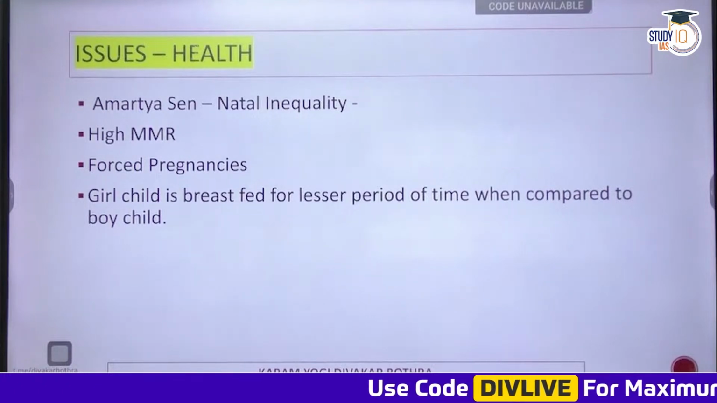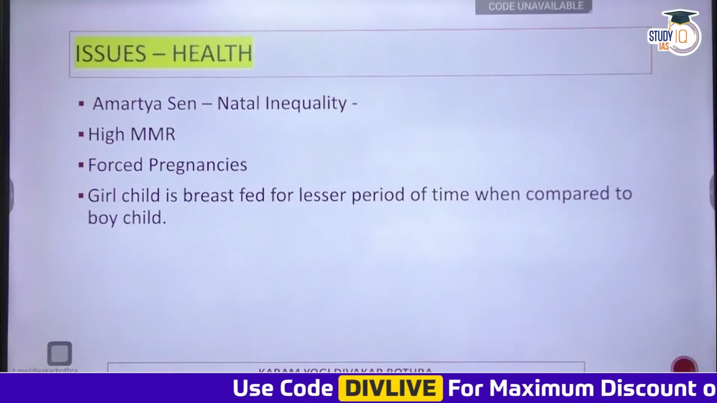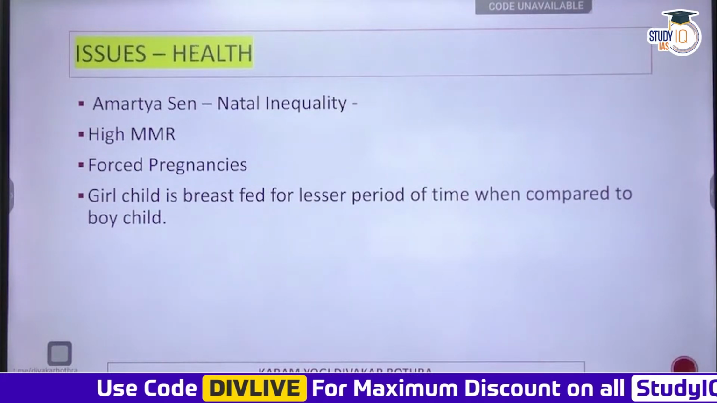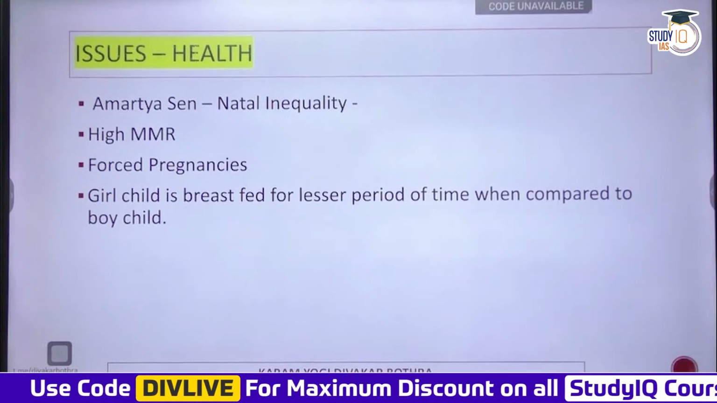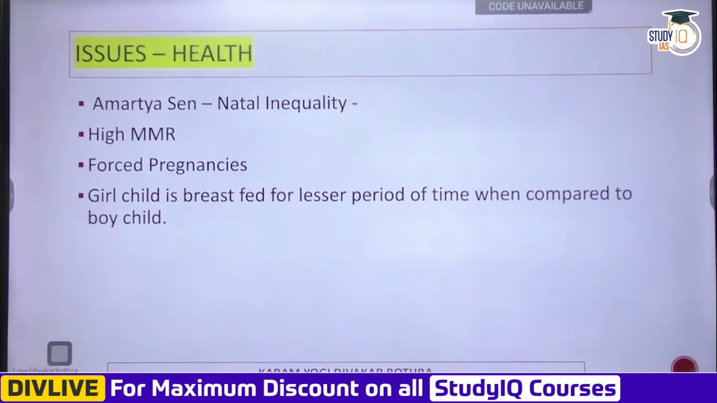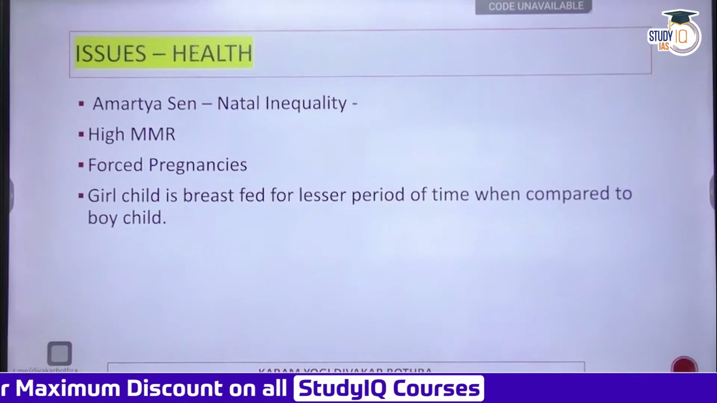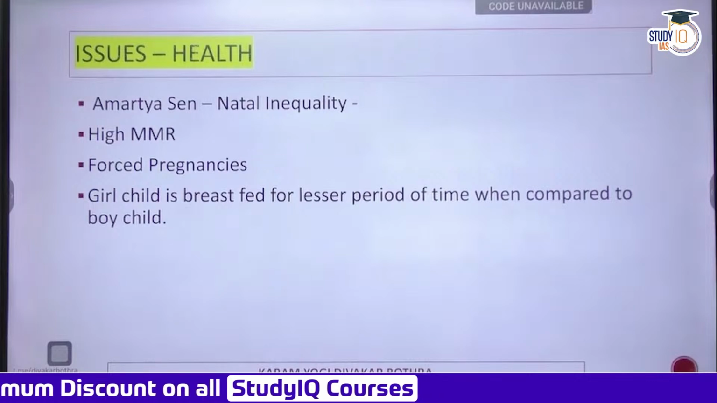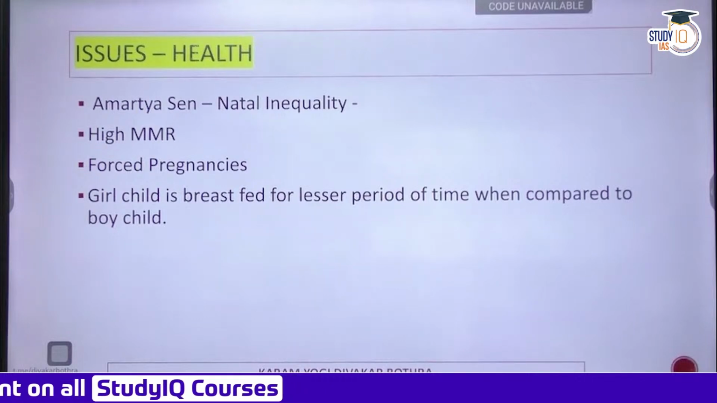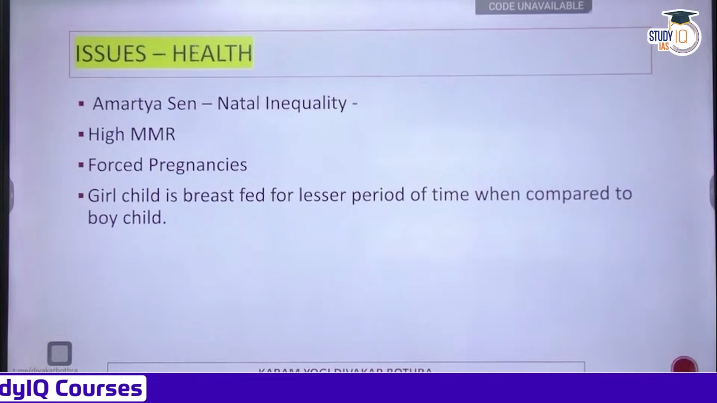Next, a girl child is breastfed for a lesser period of time when compared to a boy child. This further shows the mindset we have towards the girl child. This was a fact taken from Kurukshetra, somewhere around the year 2016 and 17. If Kurukshetra mentions this, it certainly shows that a girl child is discriminated against at such a level that many times a boy child is breastfed for a longer time when compared to a girl child, provided obviously that the two children have a gap of maybe 1 year or something like that.